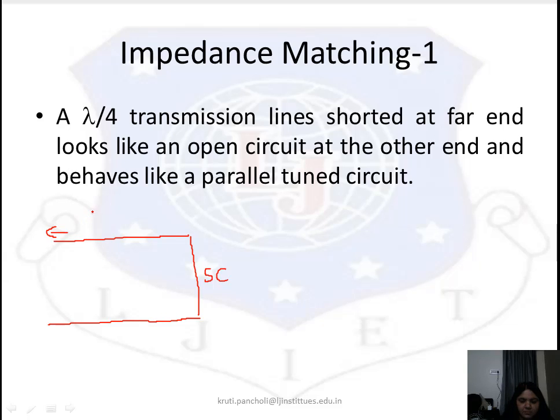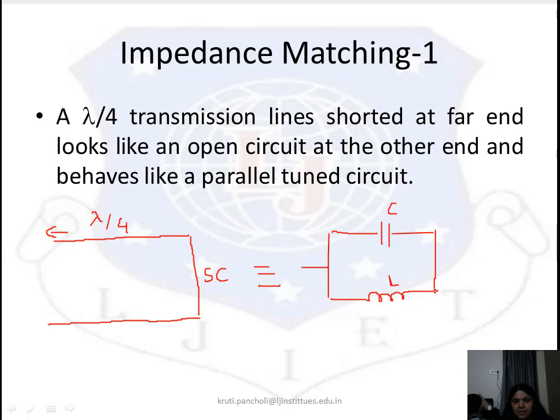So it's a lambda by 4 line, and while it is short circuited at the far end, this will behave like a parallel tuned circuit which consists of the capacitance and inductance. So this is L, it is C. So you have to remember these things.